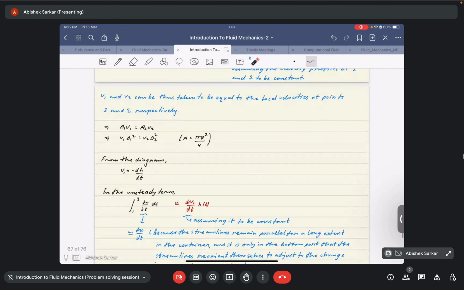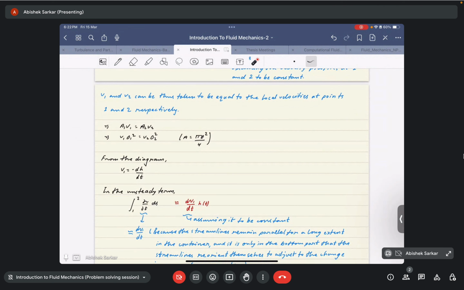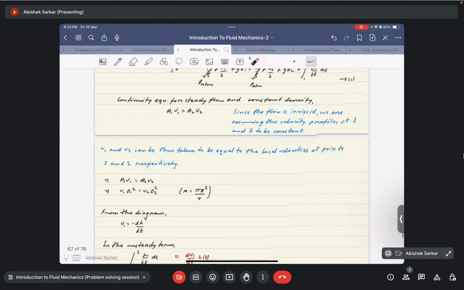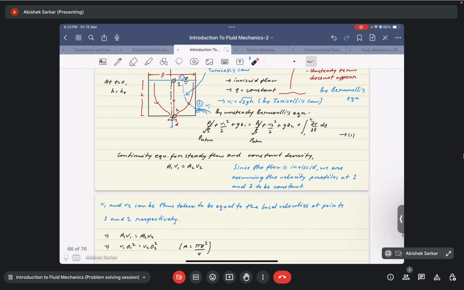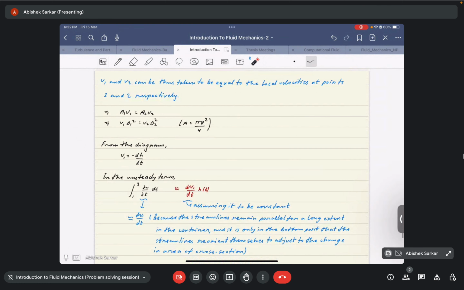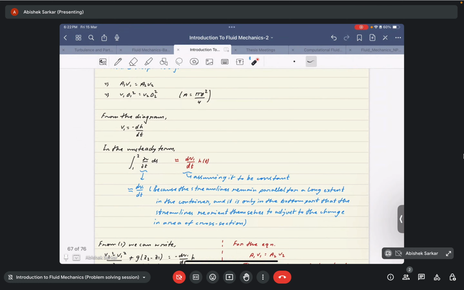From the diagram we can write V1 is equal to minus dh by dt, because the velocity by which the liquid drains out would basically be the rate at which the height of the level of the liquid decreases in the tank. The unsteady term can then be simplified as dV1 by dt into h, where h is a function of time.